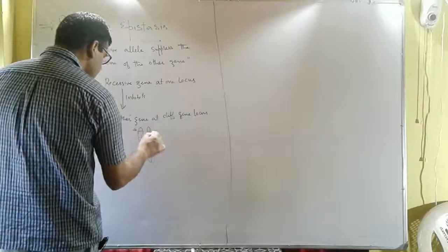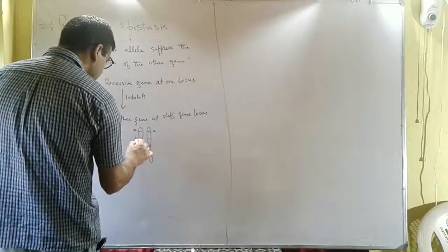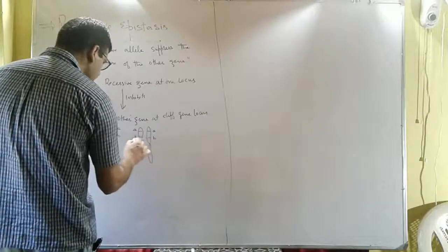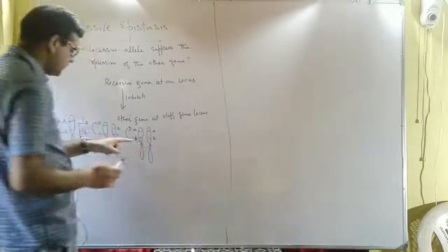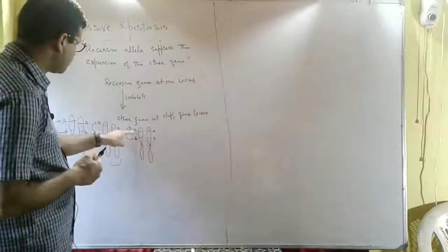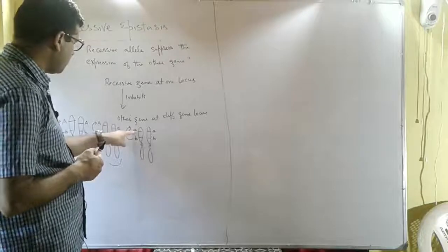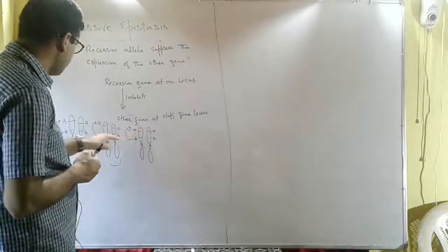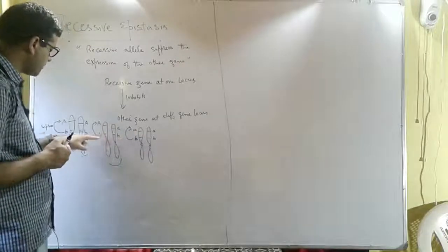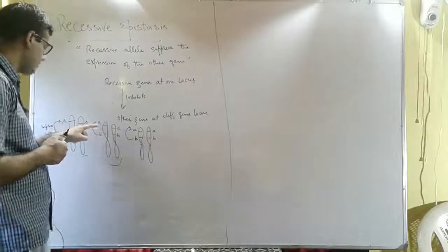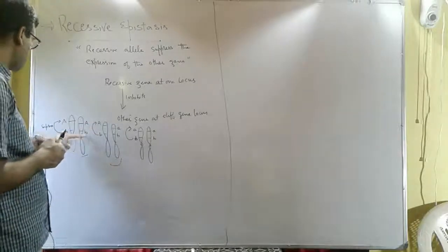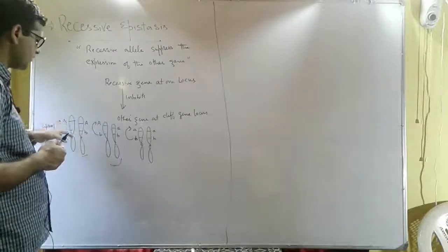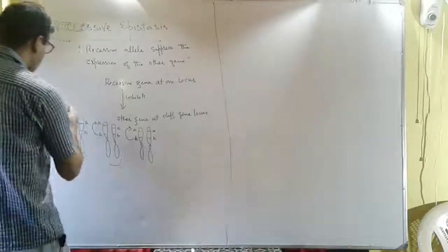So we have this one. This recessive allele has suppressed the expression of the recessive allele of the other gene. Here this recessive allele has suppressed the expression of the dominant allele of the other gene. These are the cases of recessive epistasis.